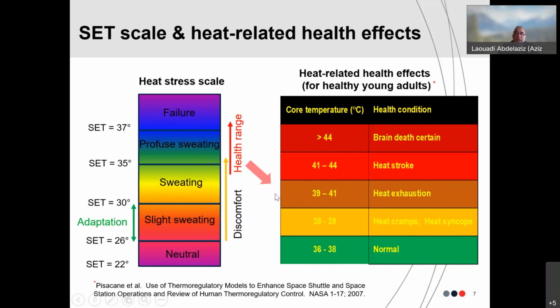So in order to avoid any health injury, we need to develop criteria of overheating in this region here, where the core temperature is between 36 and 38 degrees.